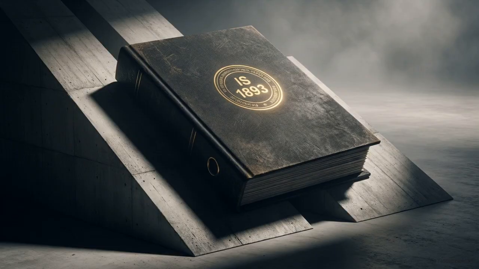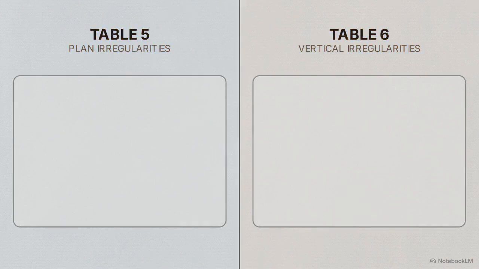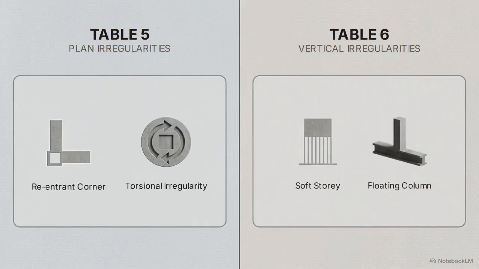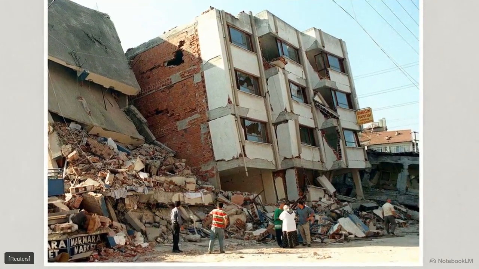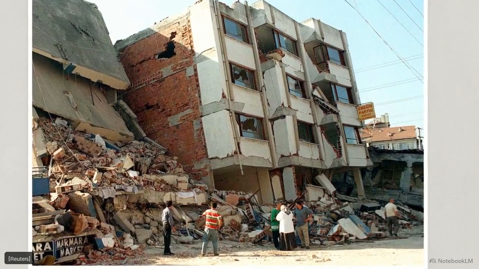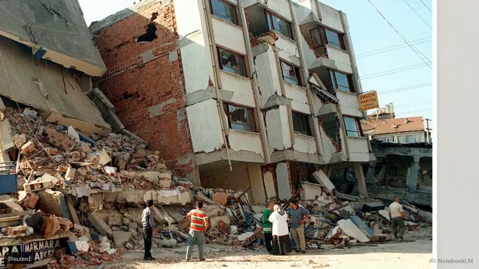The Bureau of Indian Standards strictly regulates these traps through IS 1893 Part 1, 2016. Tables 5 and 6 of this code mathematically define these specific architectural choices as plan and vertical irregularities. This photograph shows the direct result of ignoring a vertical irregularity. The flexible ground floor collapsed entirely, while intact upper stories pancaked down onto the rubble.